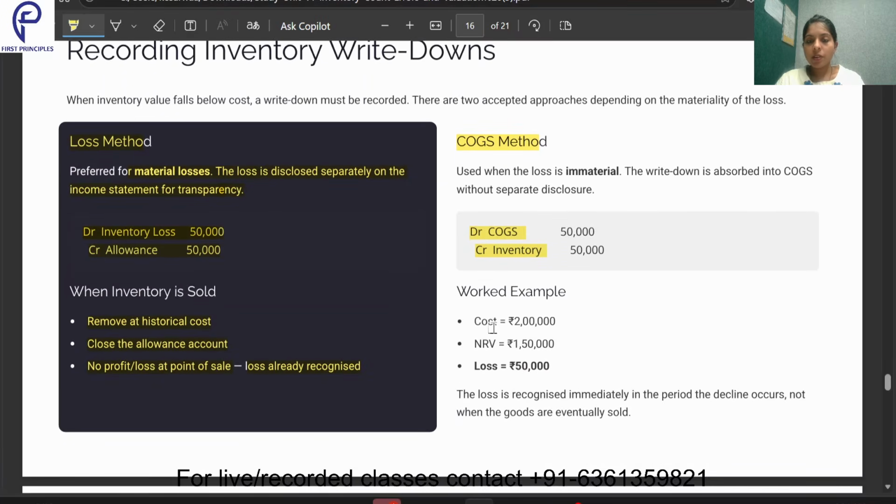One example is given: cost is given, and net realizable value is given. Cost is this much, but the actual realizable value is 1,50,000. So how much is the loss? The loss is 50,000. The loss is recognized immediately in the period the decline occurs, not when the goods are eventually sold. Suppose this loss occurred in year 2, and I am going to sell the inventory in year 3. When should I record the loss? I should record it immediately in year 2 and should not wait for it to be sold in the market.